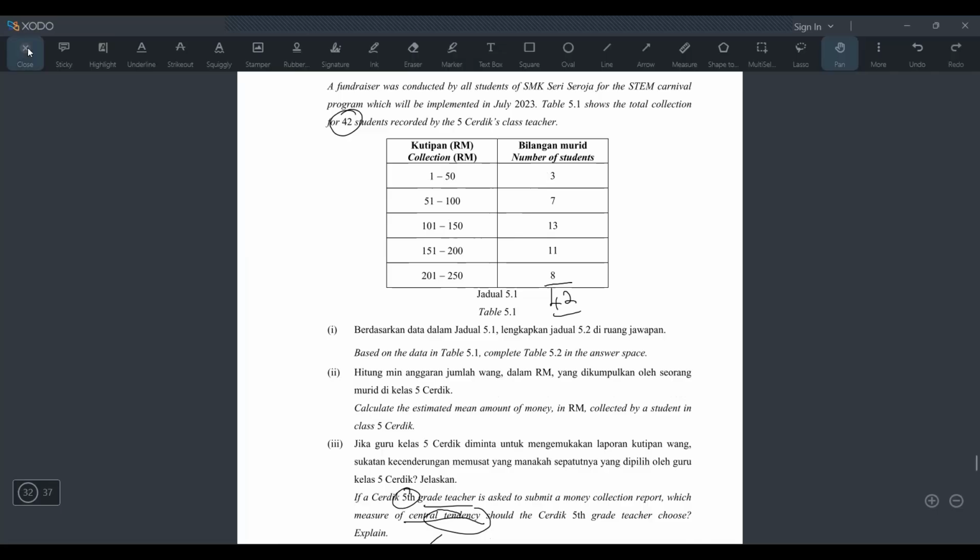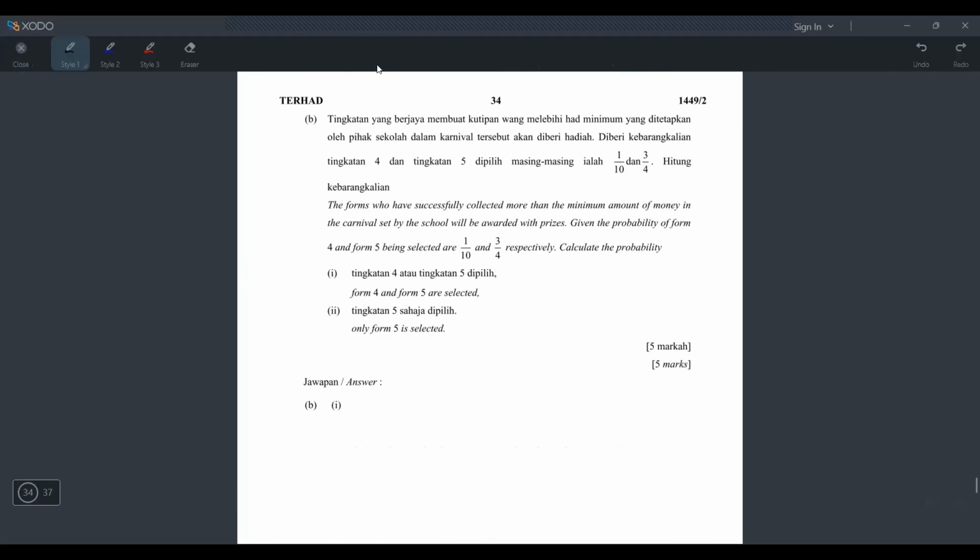Okay, what about the next part? Question B. The forms who have successfully collected more than the minimum amount of money in the carnival set by the school will be awarded with a prize. So only the classes that collected more than the minimum amount can get the award. Given the probability of Form 4 and Form 5 being selected is 1/10 and 3/4. Calculate the probability that Form 4 and Form 5 are selected. Okay, this one got a problem already. Because in Bahasa Melayu, they say atau, which in English is or. But in the English one, they say and, like something wrong already. So do we follow the BM version or the English version?